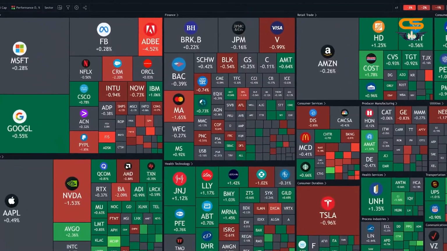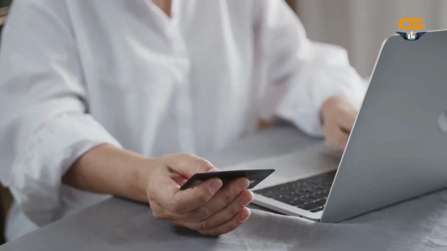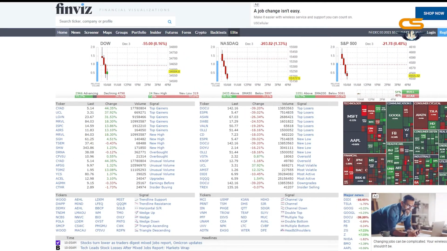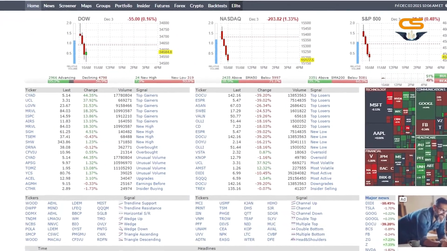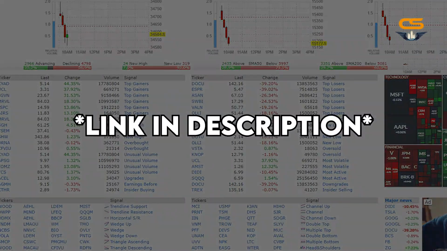I'll be using Finviz for these examples, but most screeners will do just fine. I would normally be using TradingView Scanner, but TradingView Scanner costs money and Finviz is free. So I thought for you guys, we should be using Finviz for these examples. I'll leave a link in the description.